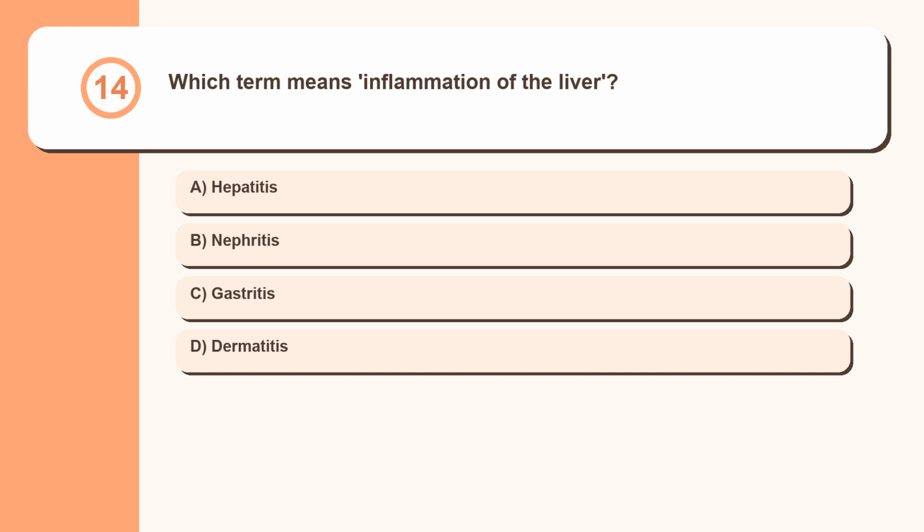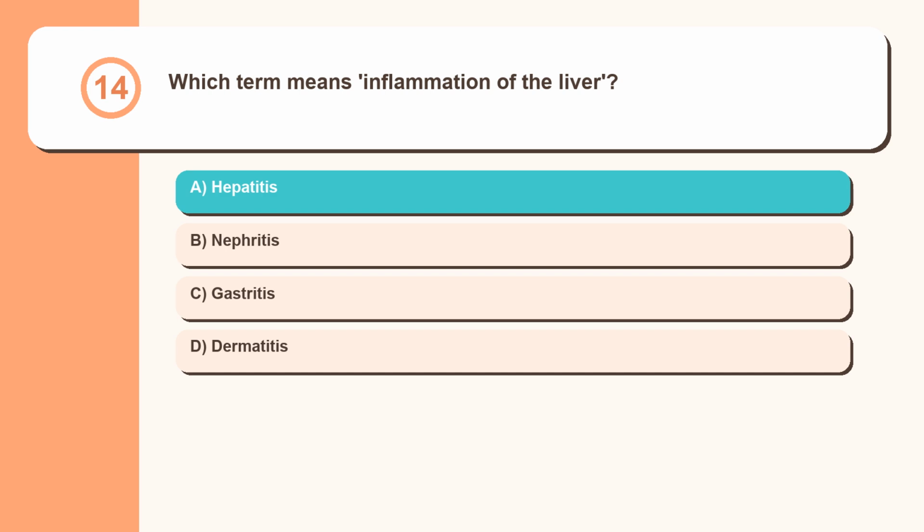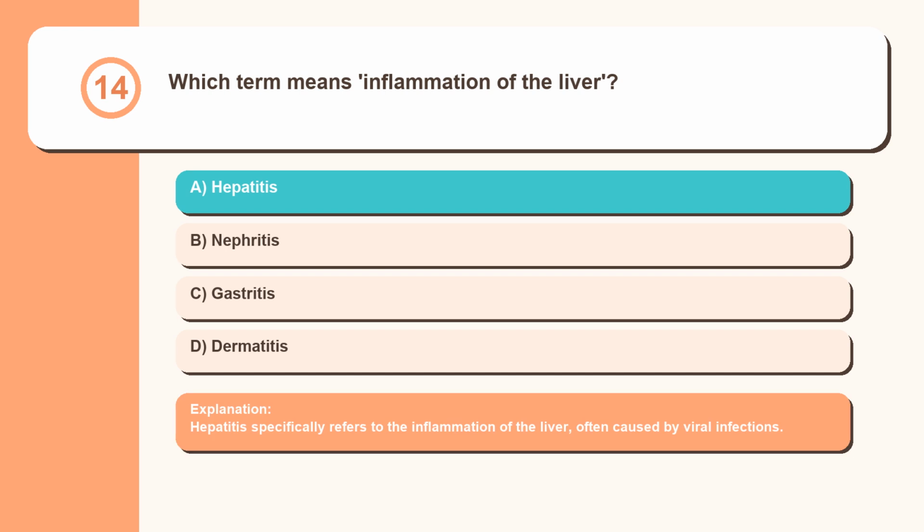Question 14. Which term means inflammation of the liver? Hepatitis, nephritis, gastritis, dermatitis. Hepatitis specifically refers to the inflammation of the liver, often caused by viral infections.